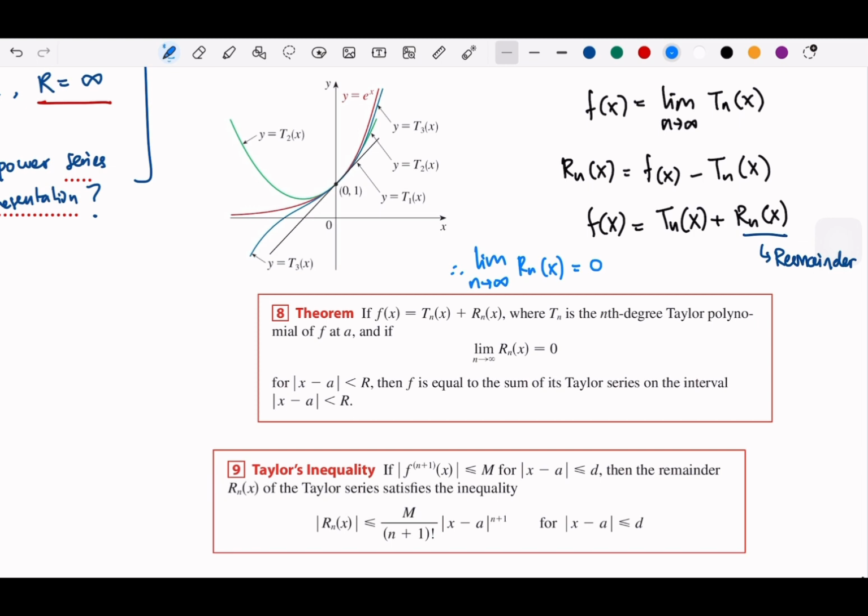So this is going to be our approximation, Tn plus Rn for our f. Tn is the Taylor polynomial, the partial sum of f. And then if the limit of the remainder is 0, and for the radius of convergence |x minus a| less than R the series is convergent, then f will be equal to the sum of its Taylor series. So f will be equal to this T.